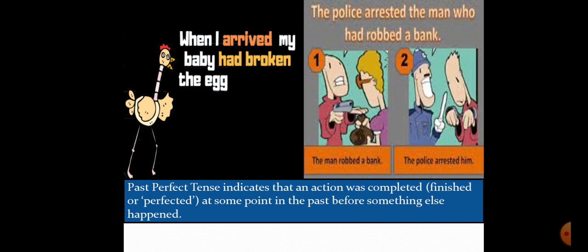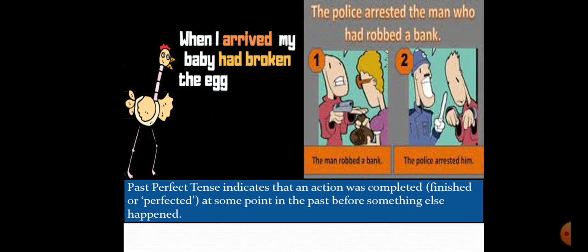We have: the police arrested the men who had robbed a bank. Can you see? Here again you can see two actions happening: arrested and robbed. Both are in the past. But why did the police arrest? Because the men had already robbed a bank. The crime was done, it was completed. Then the other action happened, of arresting. Police didn't arrest just like that, right? The men had robbed a bank in the past, so the police arrested the men. Are you able to understand, students?